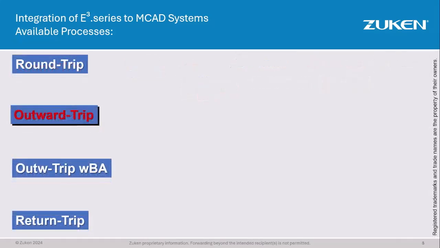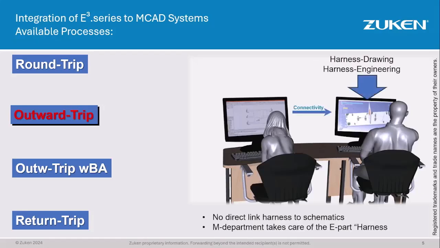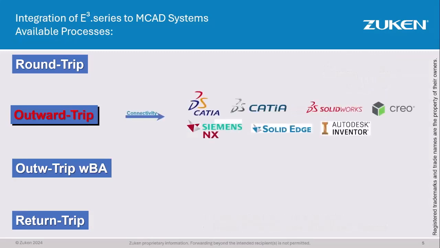Next is our outward trip. So the outward trip is the connectivity information leaving E3 and then being handled by the mechanical department. Once again, it's our PLM XML file, and that is transferred across to the MCAD system, and that's where the ECAD stops, effectively. So there's no direct link to the schematic, and the mechanical department will handle the harness or the formboards. Again, the outward trip is supported by all of the systems.